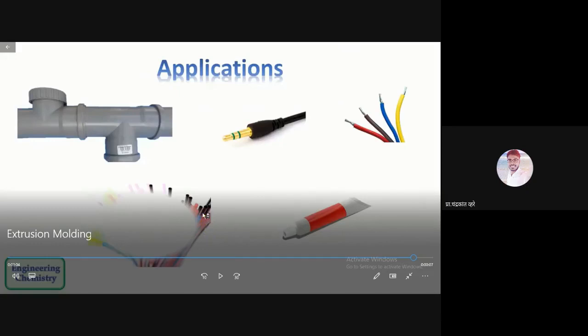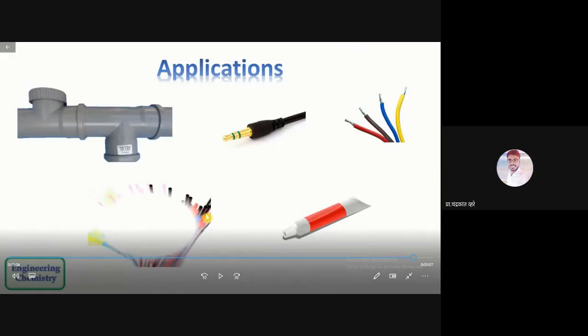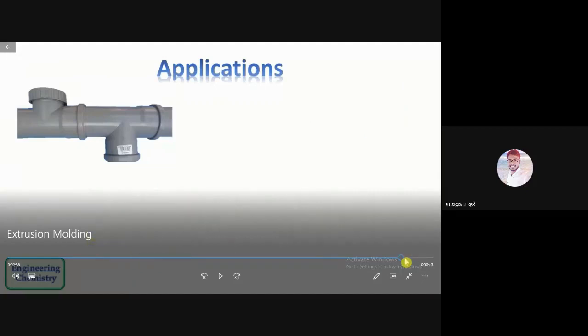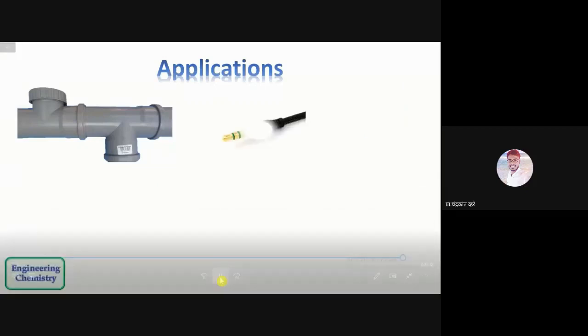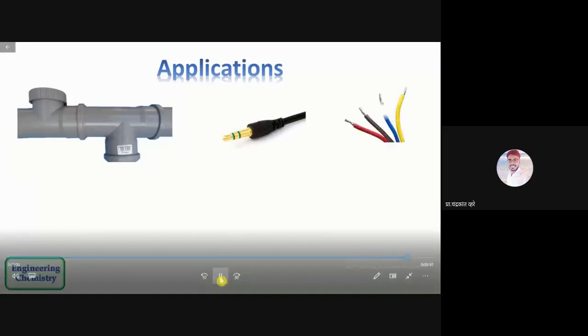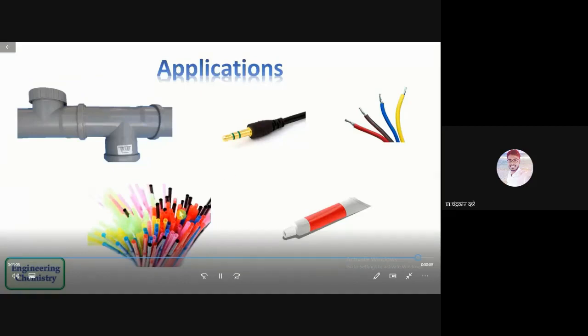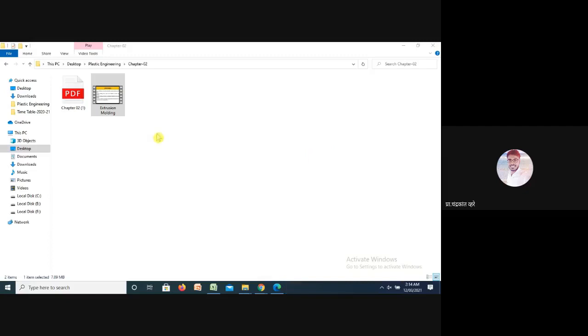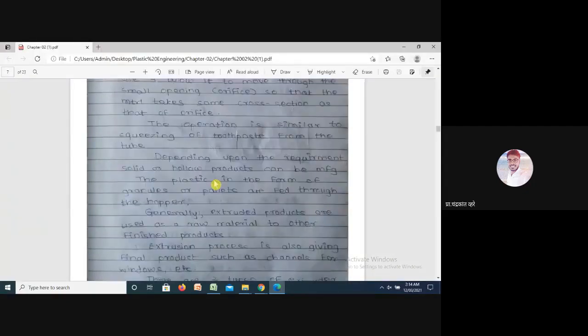I thought everyone takes cold drinks in the summertime using such pipes. Hello, pipes, wires, just once again. So just to check, all these applications are in our surroundings. Everyone is using them. So these are the applications of what we call extrusion molding.